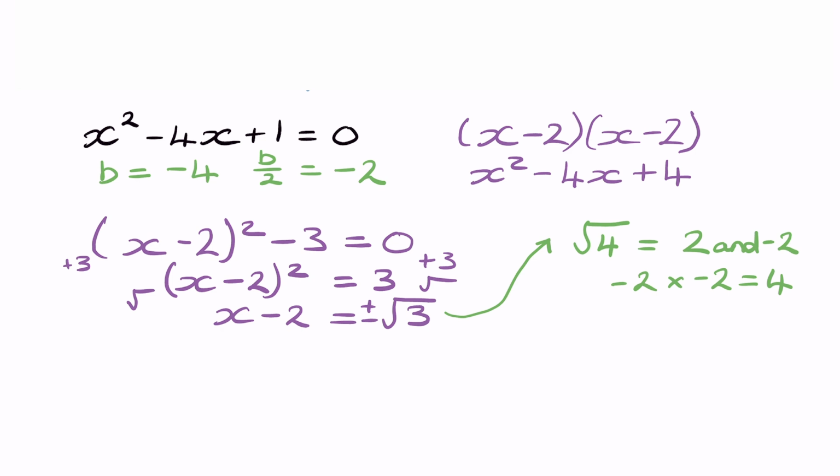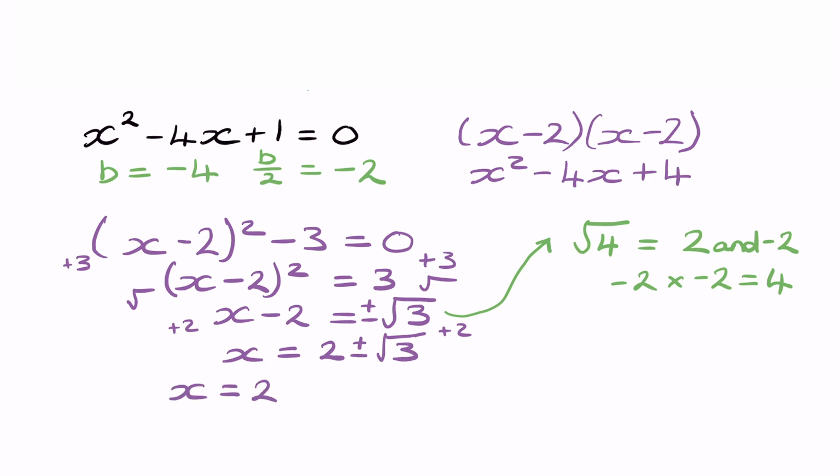Now we need to move this negative 2. We'll do that, we're going to add 2 to both sides, and that will result in x equaling 2 plus or minus root 3. And you can either leave your answer like that or write it out as 2 separate terms. So x equals 2 plus root 3 and x equals 2 minus root 3.